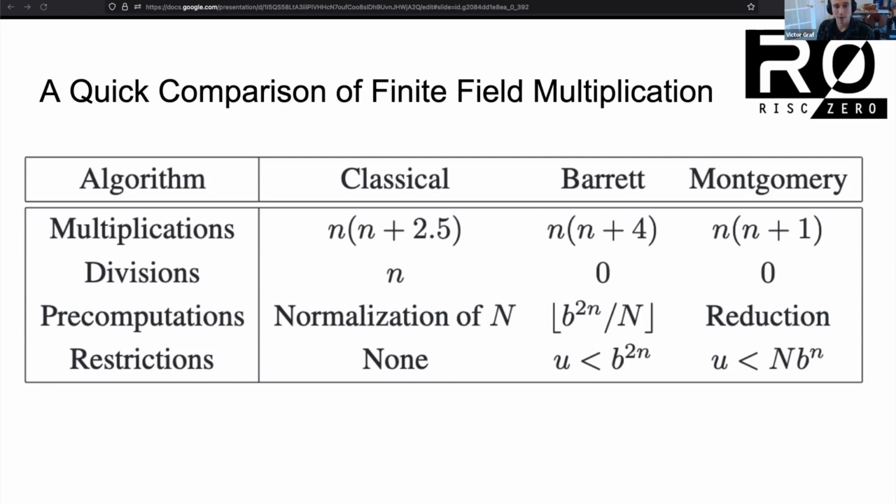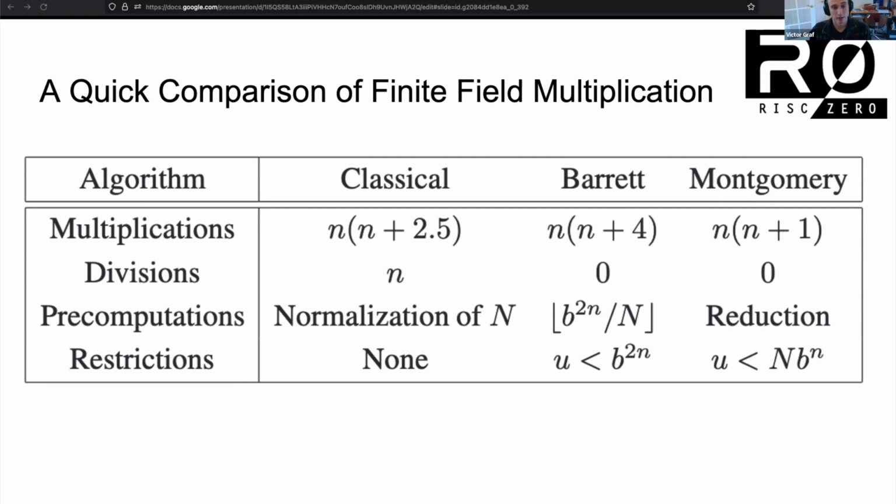Whereas Barrett reduction has slightly more multiplications, but no divisions. So it's n times (n plus 4). And Montgomery form has fewer multiplications than that. So basically it's n times (n plus 1). And so Montgomery is, for most cases, the fastest formula to be using for multiplication.